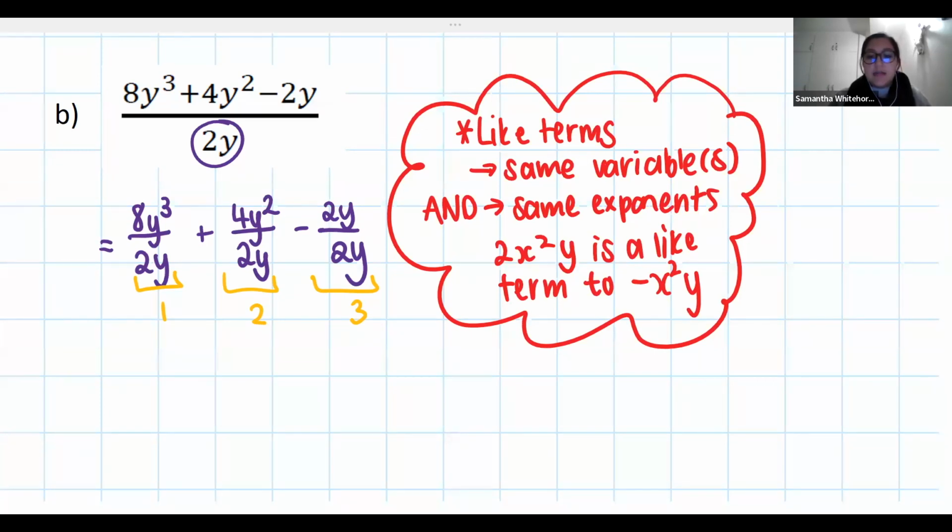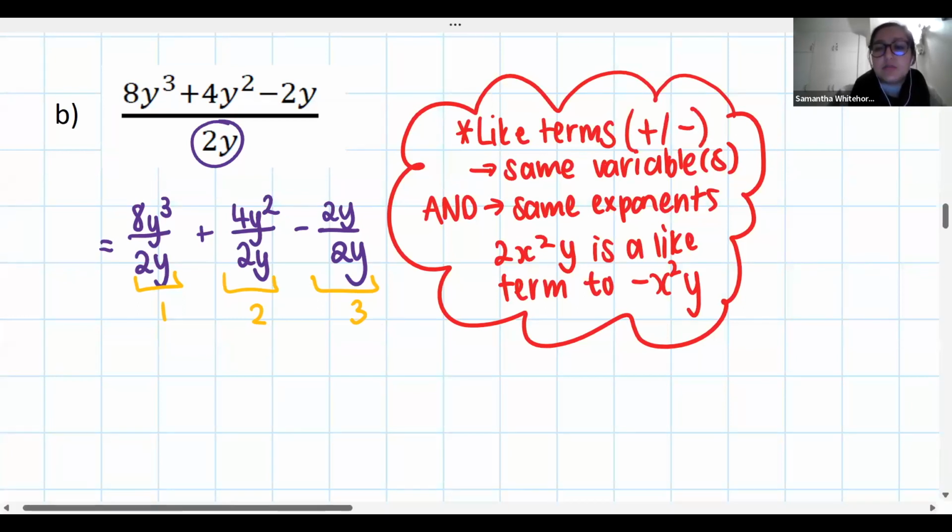And guys, just a reminder, like terms is only important when we add or subtract. As you can see here, for example, 8y cubed and 2y, they're definitely not like terms. But because we are dividing, we have no issue. So I do not need like terms to divide and multiply. I do need like terms to add or subtract. So in this little bracket here, I'm just going to put add or subtract. That's the only time I care about like terms. Other than that, whatever they are, I can work with them.